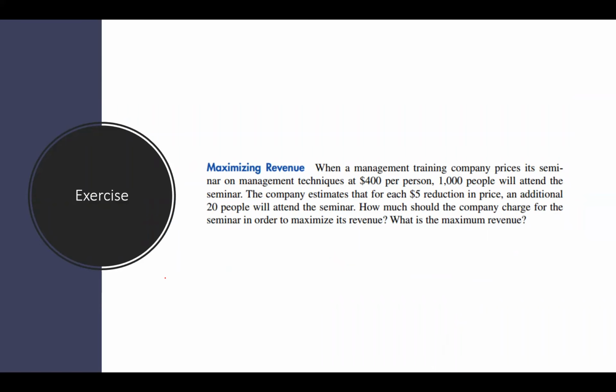So what this is about is that my trading company has a similar setup. Basically, the price is 400 per person, and there will be 1,000 persons attending the seminar. So this is the price, and let me just draw a table here. This is the number of people, so it's going to be 1,000.